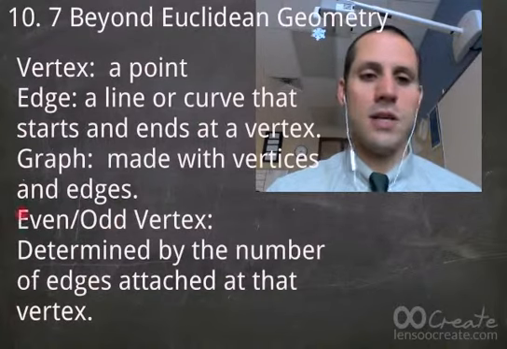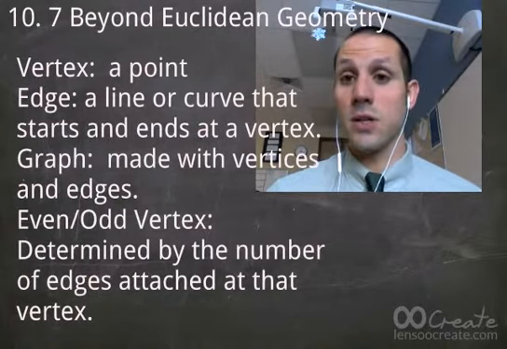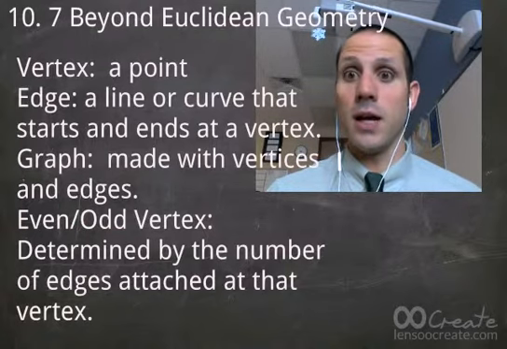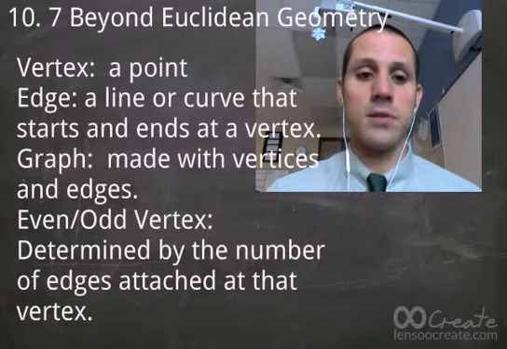And our last definition is even or odd vertex. Every vertex is going to be one or the other. If an even number of edges meet at the vertex, it's an even vertex. And if it's an odd number, it's going to be an odd vertex.